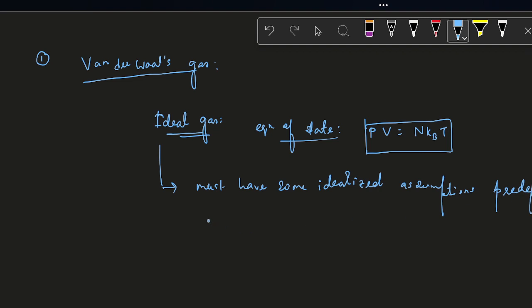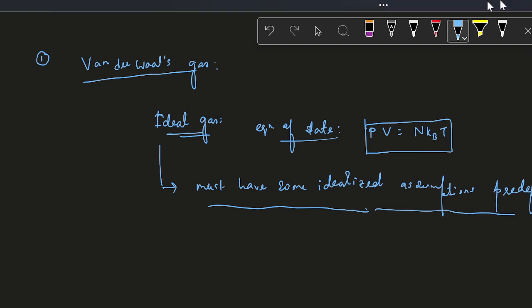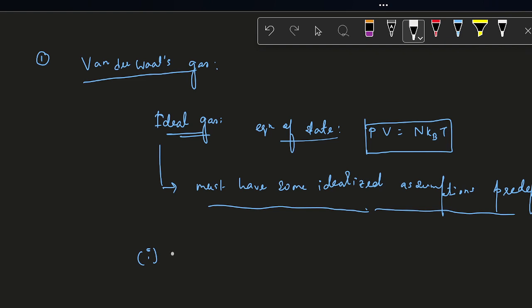And I'm sure you are familiar with the basic assumptions of an ideal gas, but I'd like to point out the most basic assumption made in identifying a gas as an ideal gas: that the gas molecules are non-interacting hard spheres.